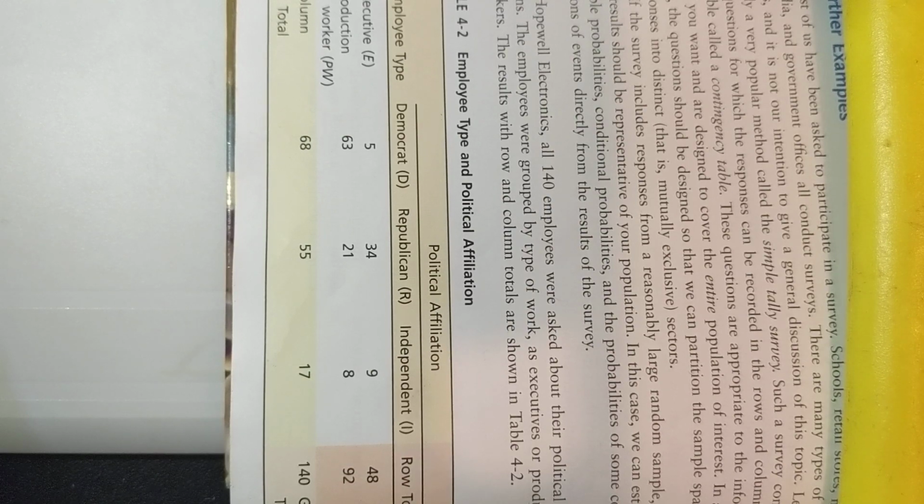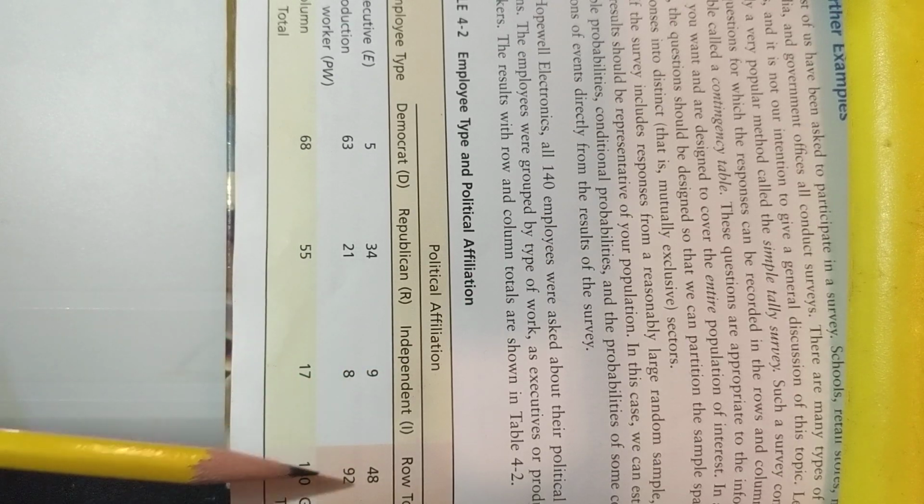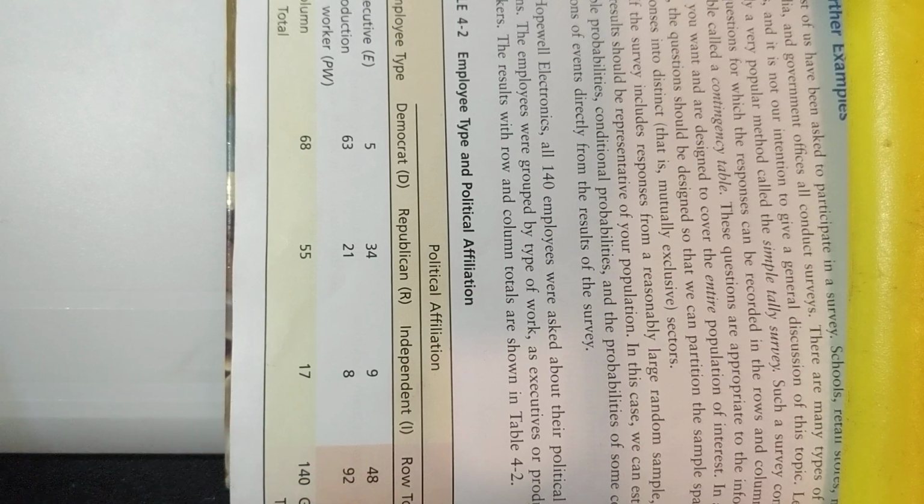The second part of Part A of the example asks for the probability of executives. So the probability of executives would be the total number of executives, which is 48 out of 140. Reduce that fraction, or get a percentage of about 34.3%.